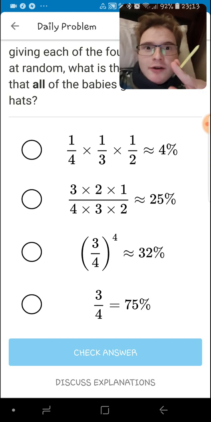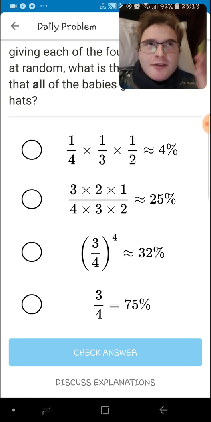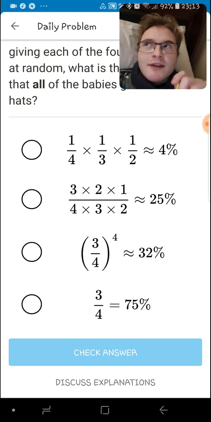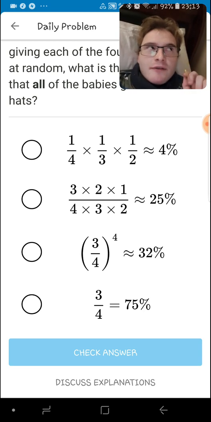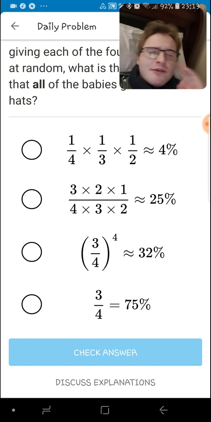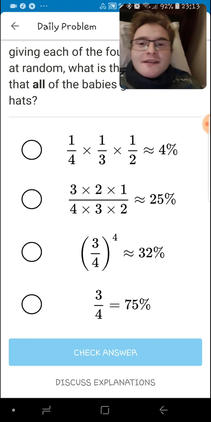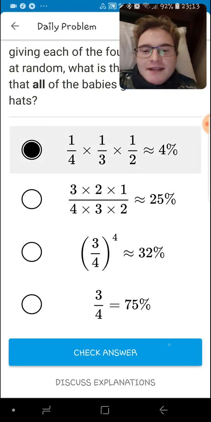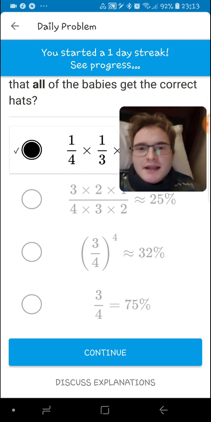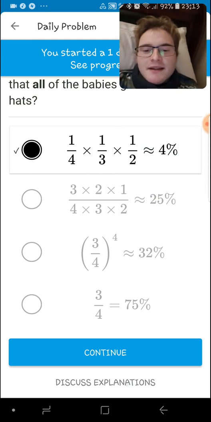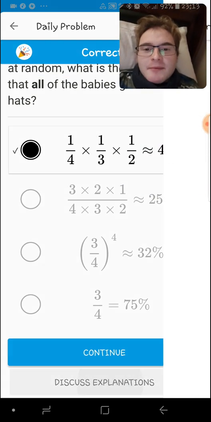But there's only one combination out of that. So it's going to be 1 over 4 times 3 times 2 times 1, which is 4 times 3 is 12, 24, so 1 over 24, which is about 0.041. And that would be, as a percentage, approximately 4%. So we can assume that should be the answer. Check answer. There we go. That's correct.